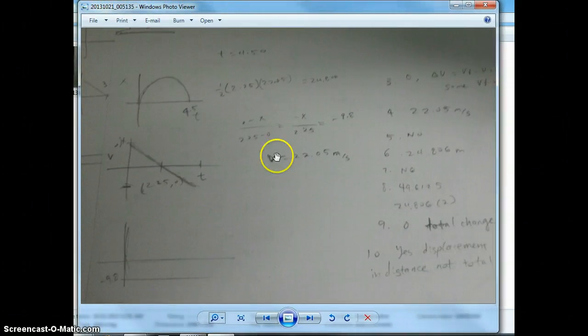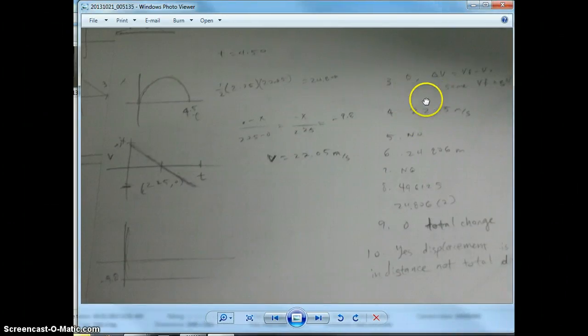Because it's always negative 9.8, we can do this, slope. Again, change in velocity is 0, because final minus initial is the same thing.